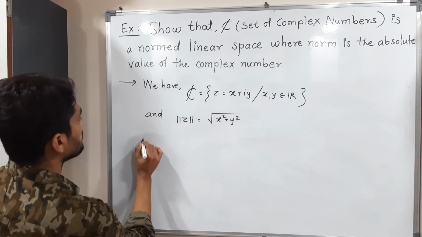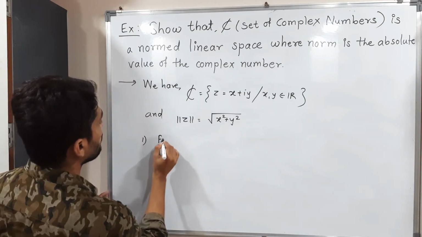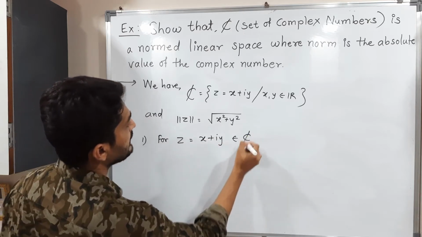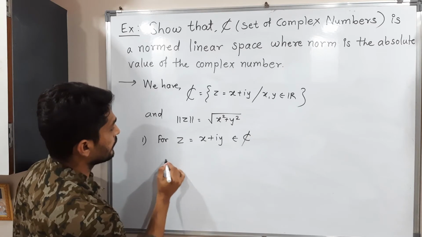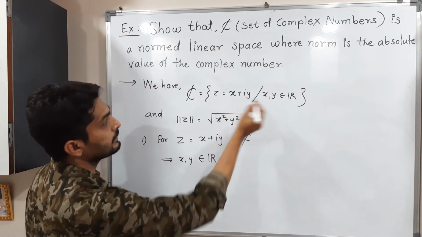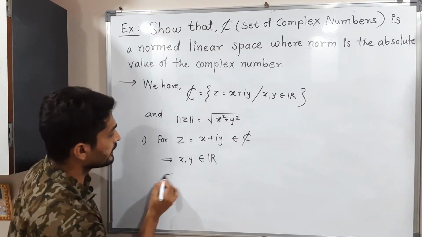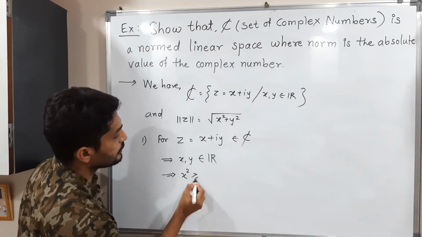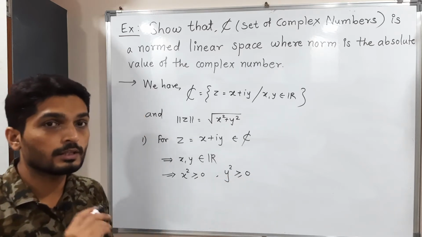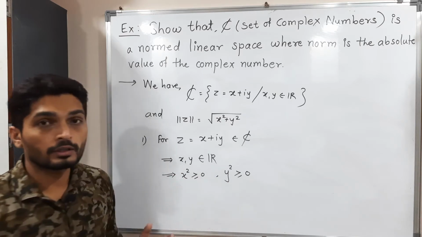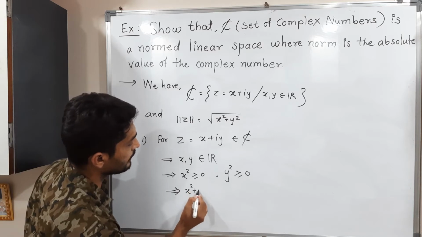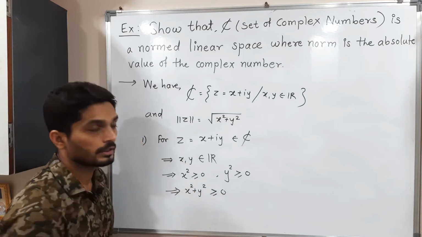See, I will start with the first condition. If you take any complex number, z is equal to x plus iy, so this is one complex number I am taking. This implies x and y are real numbers, getting? So if you have a complex number but x and y are real numbers, then the square of any real number cannot be negative. So y square is also greater than or equal to 0. If you have non-negative numbers and you add them, you will have a non-negative number. That means x square plus y square is again greater than or equal to 0.